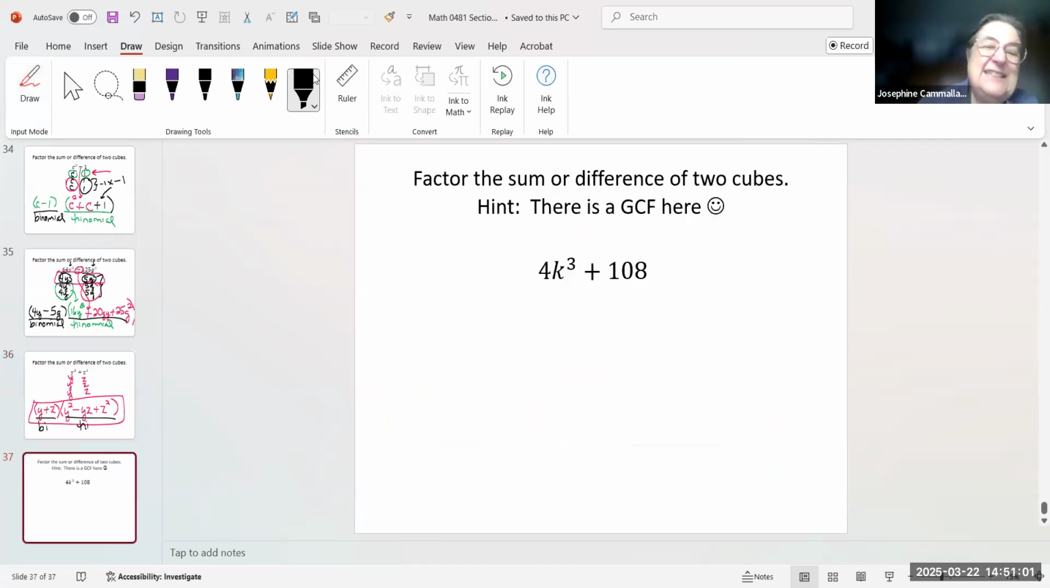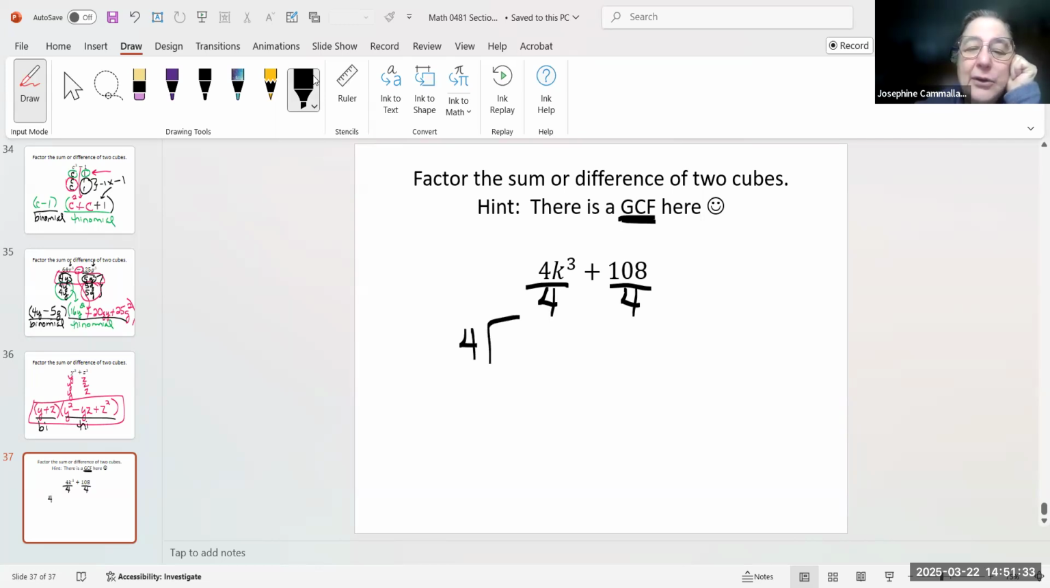Now, GCF. Okay. Now, I have a 4. Now, there's no way I can find 3 identical factors to make 4. So let me see what happens when I divide by 4. I get 4 here. This gives me k cubed plus, in this case, 27.